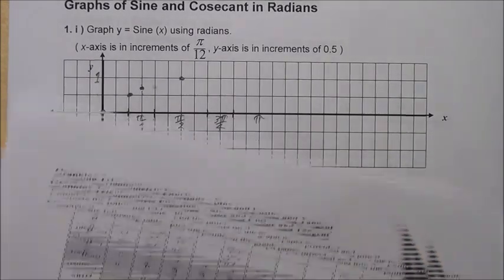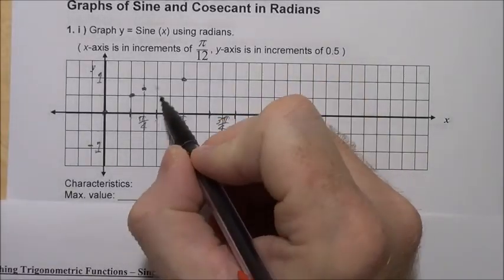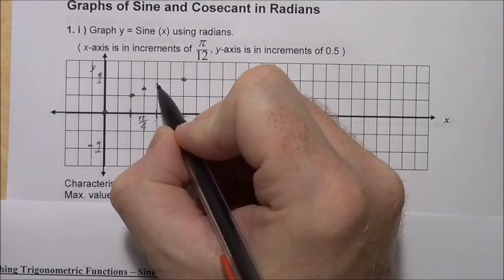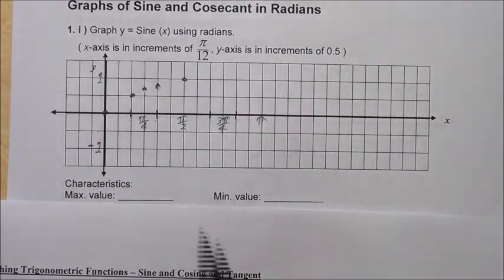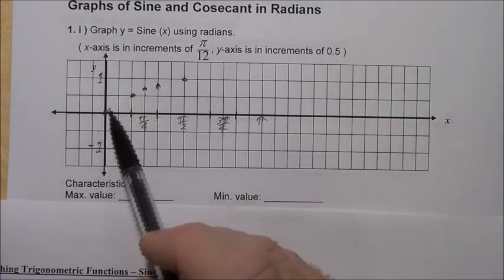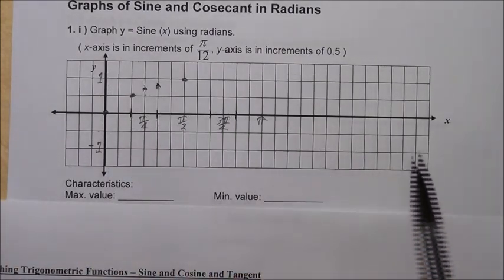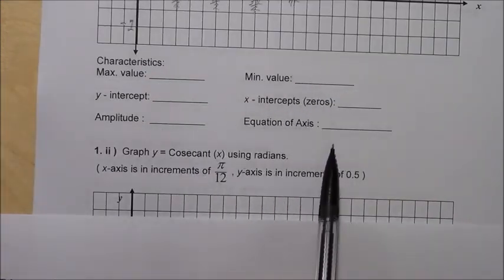And then for pi by 3, when theta is pi by 3, sine theta is 0.866. So pi by 3, 0.866 is a little bit higher, more or less like that. Okay, and then you'll just continue with the rest of that. Once you've finished plotting all the points, please draw a nice smooth curve through the points, and then take a look at some of these characteristics so you can fill out from there.